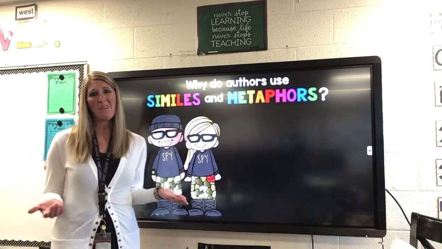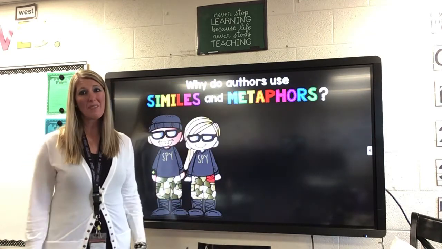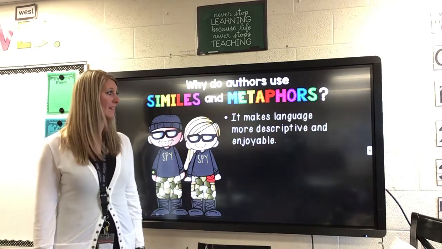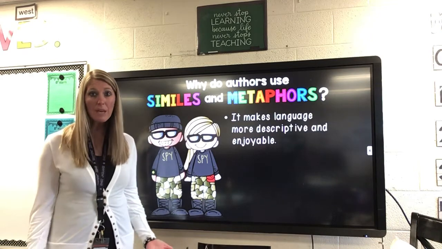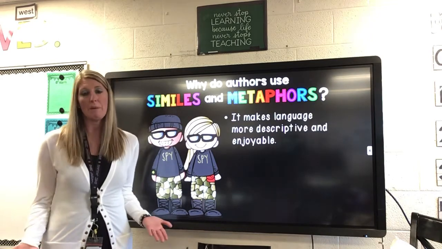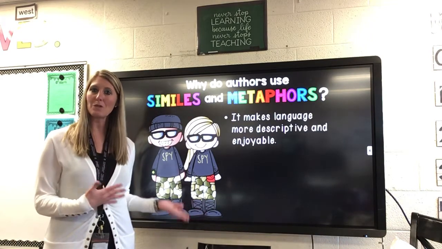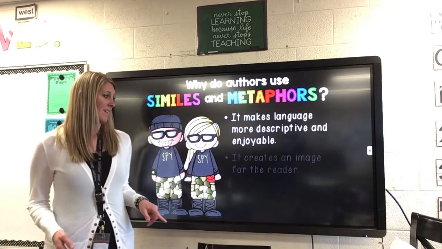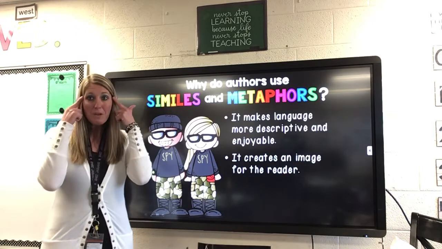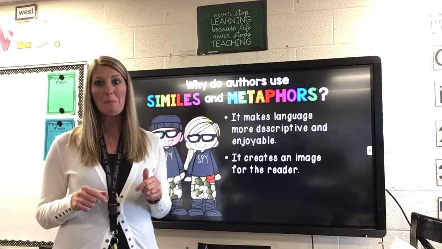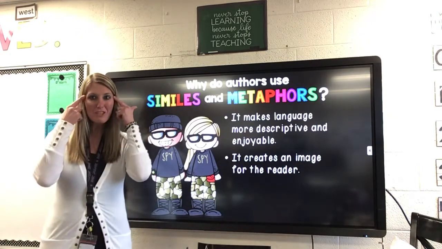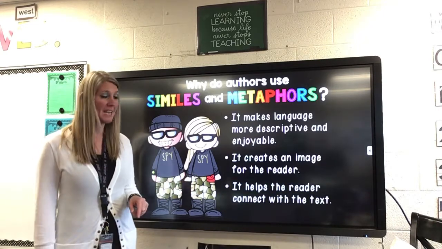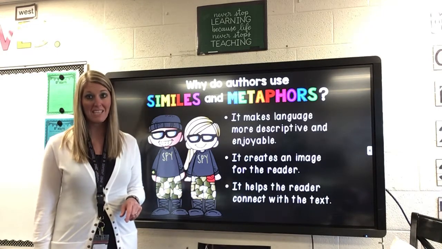All right, now, why do authors use similes and metaphors? There's a couple reasons. It makes our language more descriptive and enjoyable. It's fun to hear those or read those or say those. It's fun. And it creates an image for the reader. So when I say my brother's room is a pigsty, I can picture that in my head. And it helps the reader connect with the text.